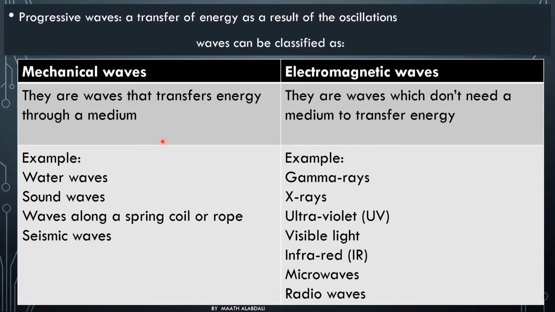They all transfer energy through a medium. However, electromagnetic waves are the waves on the electromagnetic spectrum. For example, gamma rays, X-rays, UV which is ultraviolet, visible light, infrared, microwaves, and radio waves are all examples of electromagnetic waves.